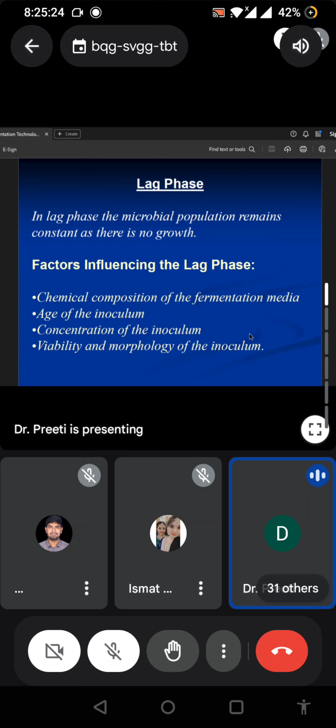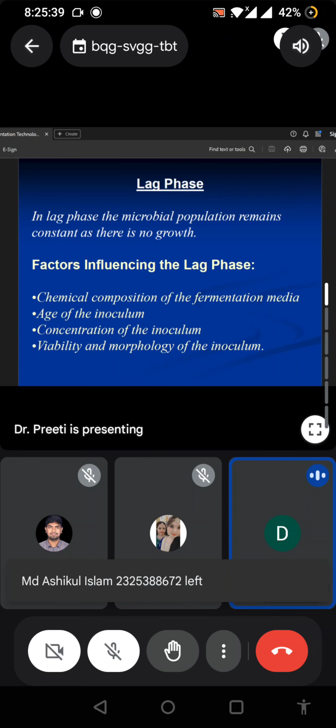Viability, whether the cells are healthy, growing, they are living, or dead হয়ে গেলে তো obviously they will not be growing. Morphology like filamentous production etc. হচ্ছে কিনা. So all of these factors need to be considered to minimize the lag phase.